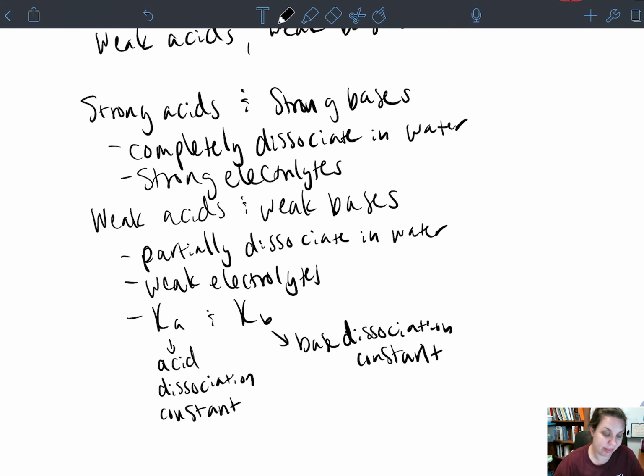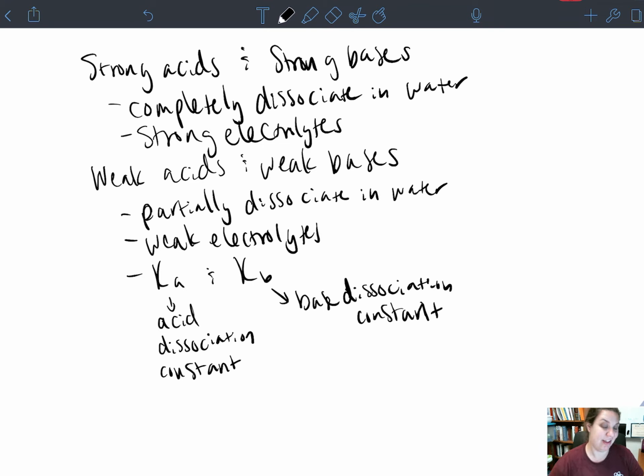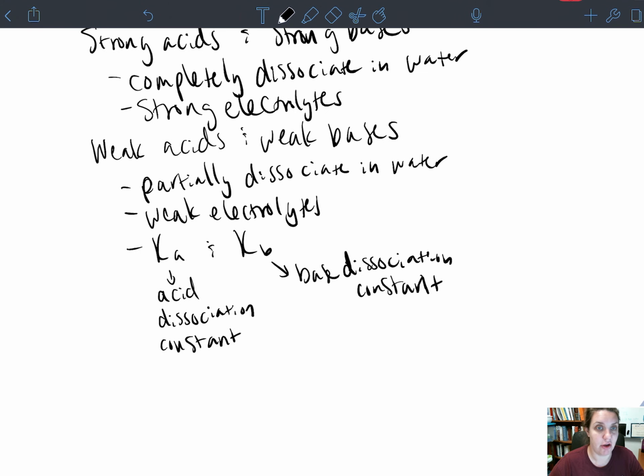So again, I'll go over a list of our strong acids and strong bases, and anything that's not a strong acid or a strong base will be considered a weak acid or a weak base. Okay, so just as a note, relating the strengths of acids and bases.